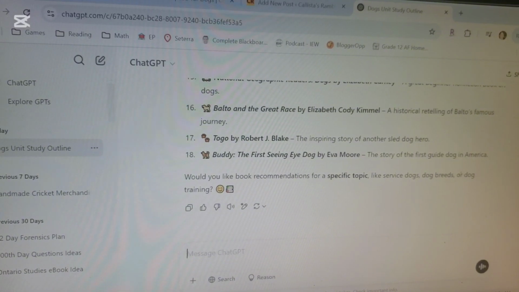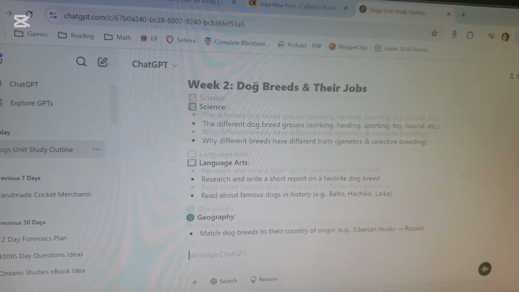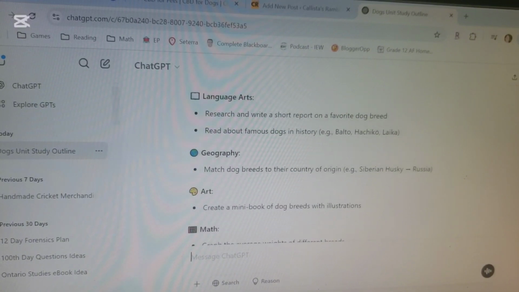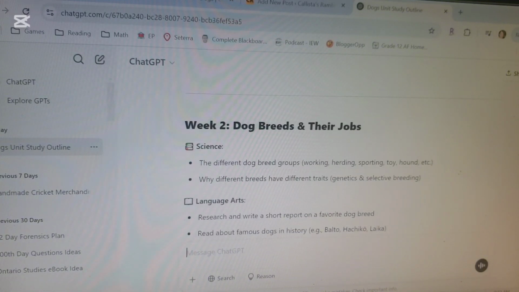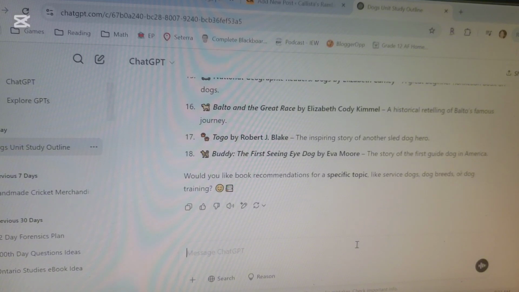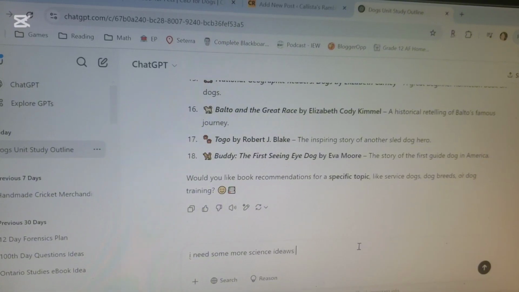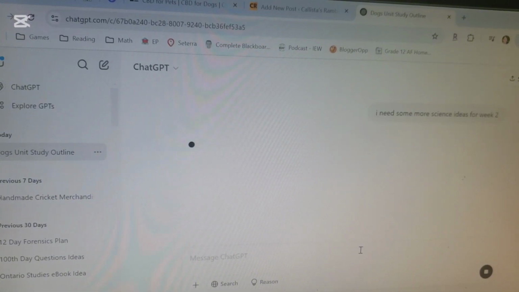Like if I go back to the outline, right now it says like a certain weekend, it says science, language arts, whatever, geography. I could ask for more specific things, like more science ideas for week 2. So week 2 science ideas has 2 of them, right? So I need some more science ideas for week 2. Sorry about the cameras because I'm typing.